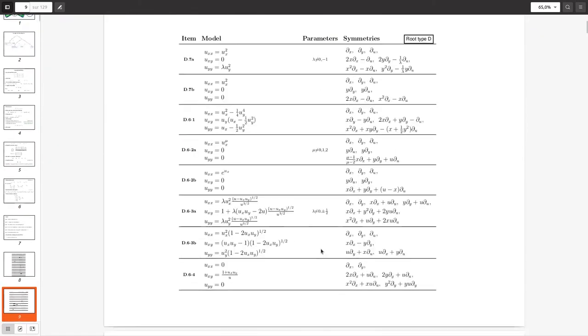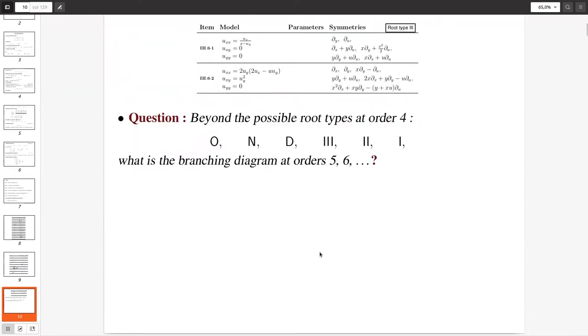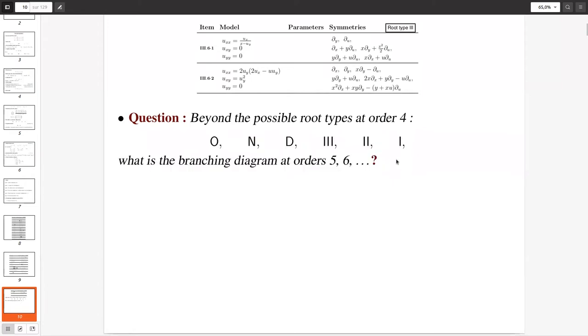And I rapidly show a sublist of what they have in their joint paper. The question I have had in mind for a year and a half is to explore. Of course, the classification is done, but something is not completely understood yet, I guess. It's beyond the possible root types at order four. What is the branching diagram at orders five, six, etc.? And furthermore, for each root type, it's not absolutely clear what exactly the dimension drop is for the group of symmetries, because it depends on what will happen at higher order, in fact. So this is not finished.